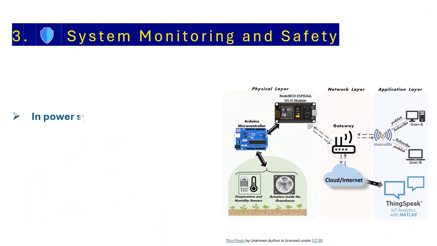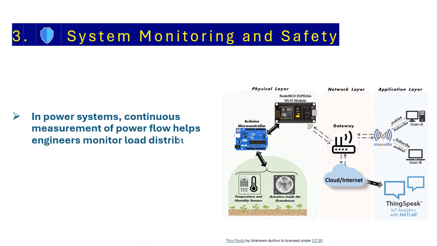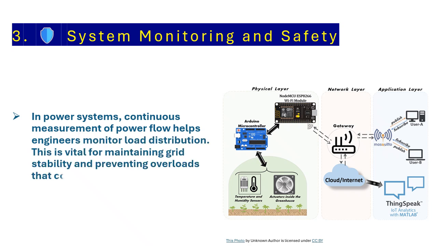3. System monitoring and safety. In power systems, continuous measurement of power flow helps engineers monitor load distribution. This is vital for maintaining grid stability and preventing overloads that could lead to equipment failure or blackouts.